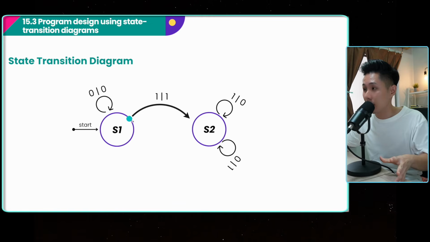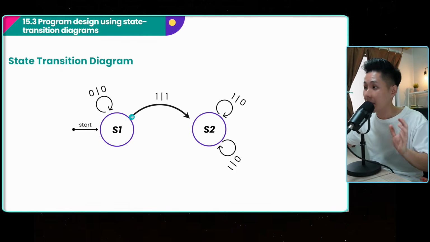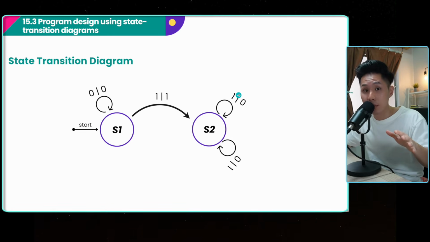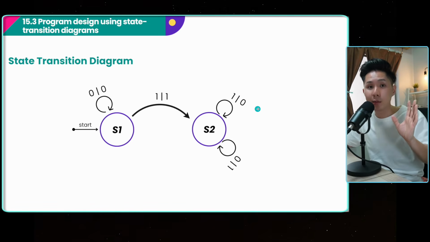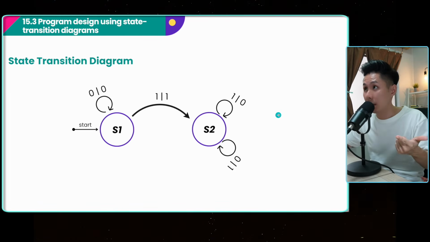So at the beginning of the program, if the user enters 0, it's going to go back to itself, because this state says that you will output 0 when the user inputs 0. Until the user enters the first one, this is when the program goes from state 1 to state 2. So if you enter 1, output 1 first. And in state 2, whatever the user inputs, you output the inverse of the binary number until the end of the program. And hopefully these 3 examples give you an idea on how to draw a state transition table and also a state transition diagram.